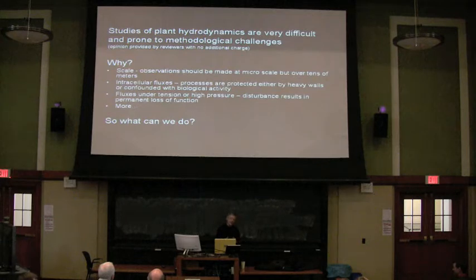So fighting with it, why is this difficult? Because of the scales of observation: we have to observe something at micro scale and somehow translate it to tens of meters of deep tree. As I mentioned before, everything is in the plant, every transport is intracellular. There is really no extracellular transport. Xylem vessels are cells, and flux happens inside, not outside. Flux happens inside the plant tube, so everything is small. And they are under tension, and they are under high pressure. So what can we do?